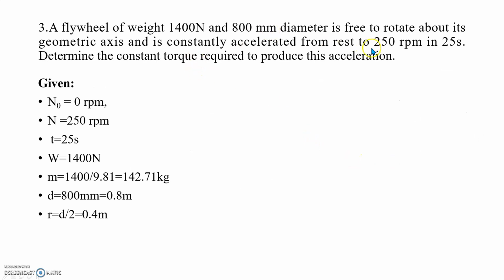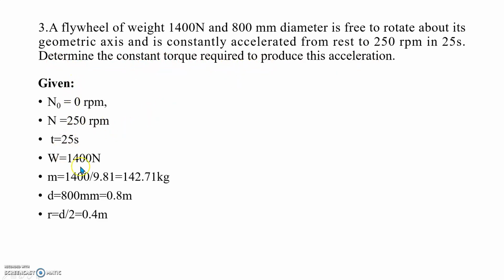This is the next question. A flywheel of weight 1400 Newton and 800 millimeter diameter is free to rotate about its geometric axis and is constantly accelerated from rest to 250 rpm in 25 seconds. Determine the constant torque required to produce this acceleration.